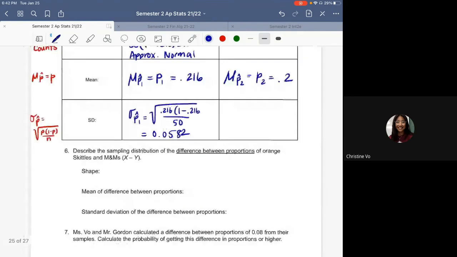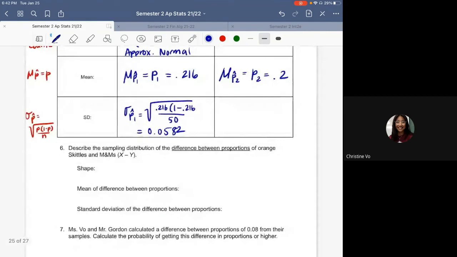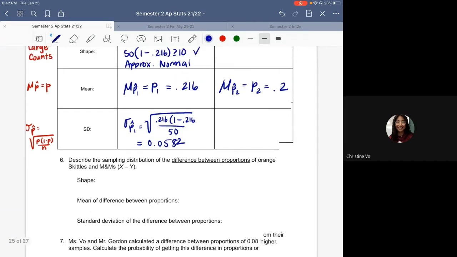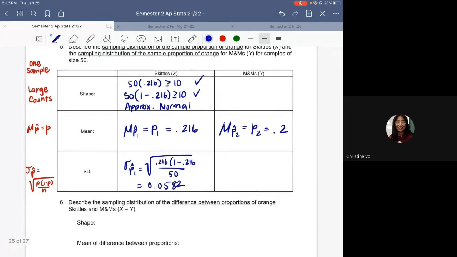Okay, so now that we have more information, we can actually describe the difference between these two things. In terms of shape, the only way to know what shape it really is is to do large counts or to graph it out. And because we don't have any numbers, the only thing we can do is do large counts. So from above, I can see that large counts for Skittles works, so it's approximately normal. And when you do large counts for M&M, it should also work, and that's also approximately normal.